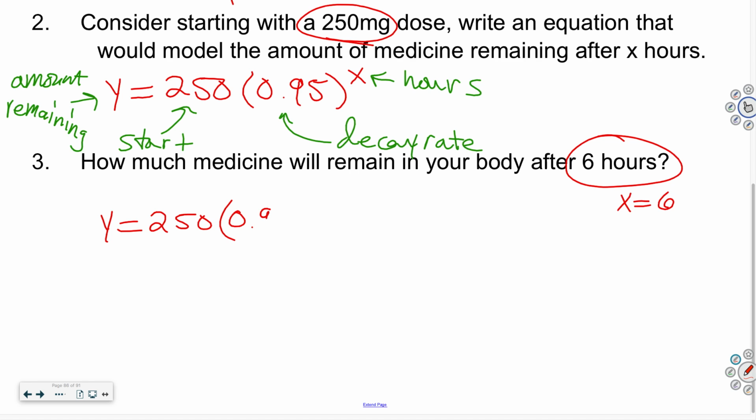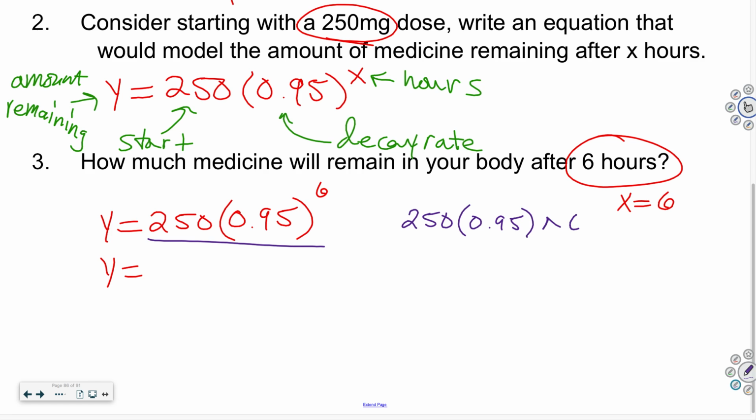So in this case, we're going to replace the x with 6. This goes right in the calculator. When you do this in a calculator, I can imagine it still confuses some people. You only type this part of it in the calculator. You don't type the y equals. So you just type 250 times 0.95 caret 6. That's how it would look in the calculator.